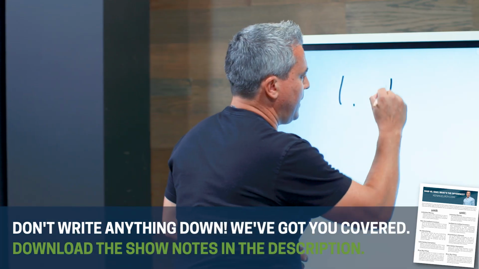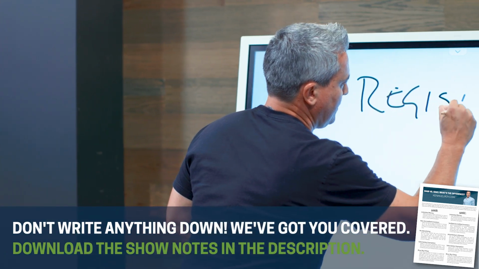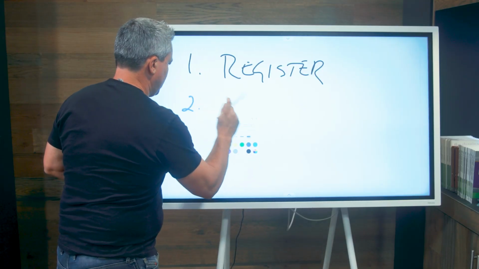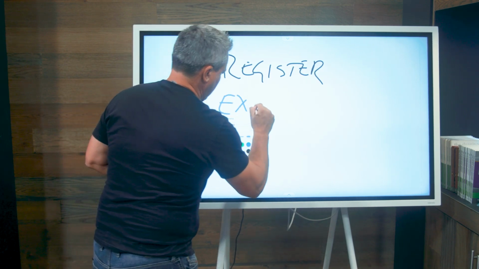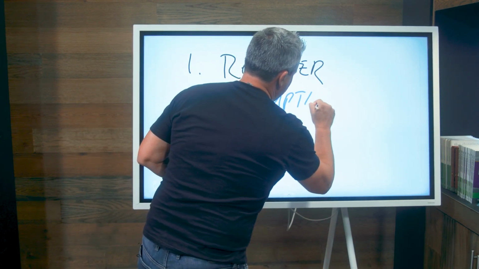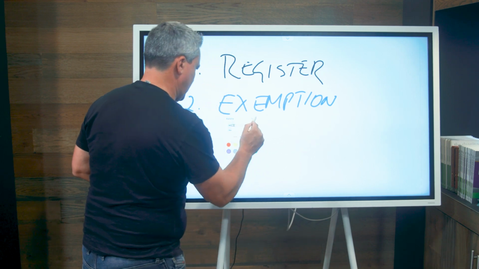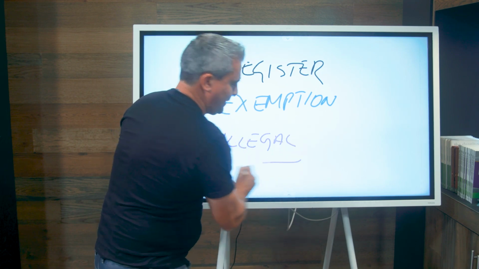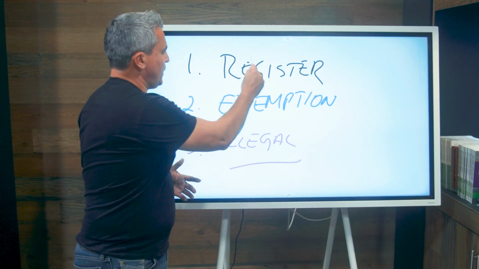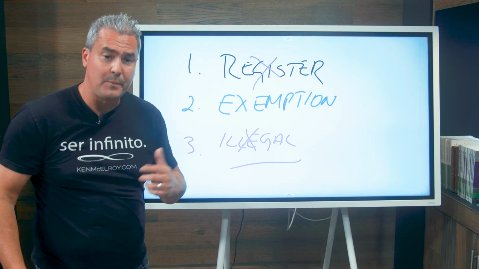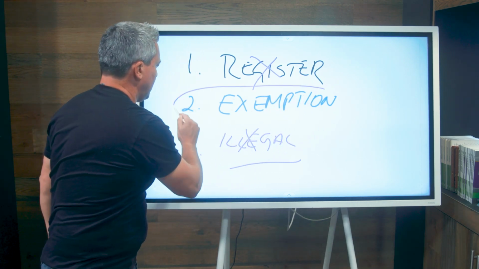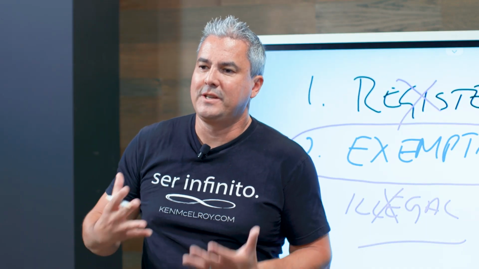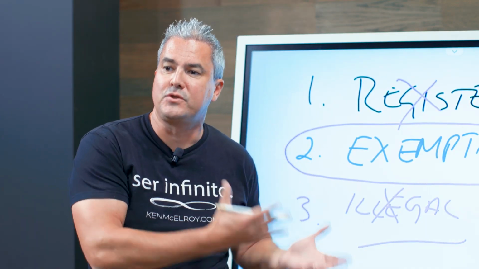If you guys remember, number one is we had to either register the security with the SEC, or number two, we had to find an exemption to registration, or number three, it was illegal, right? And so we didn't want to do a registration and we didn't want to do something illegal, and so we're always looking for an exemption. And 506B and 506C are simply two of the most popular exemptions that are out there.